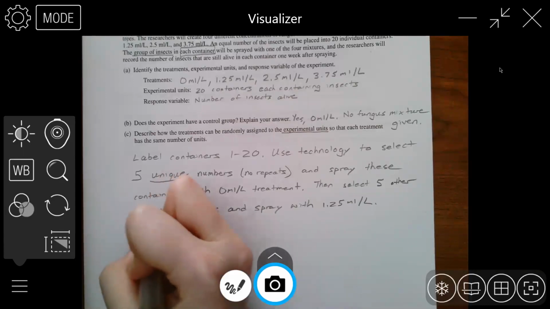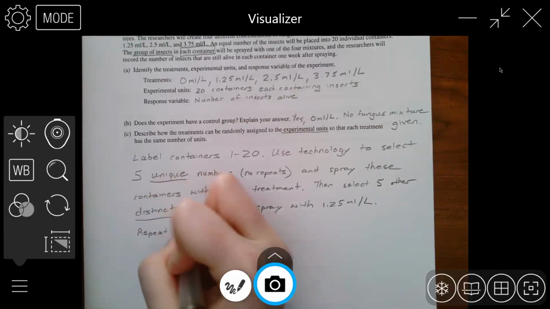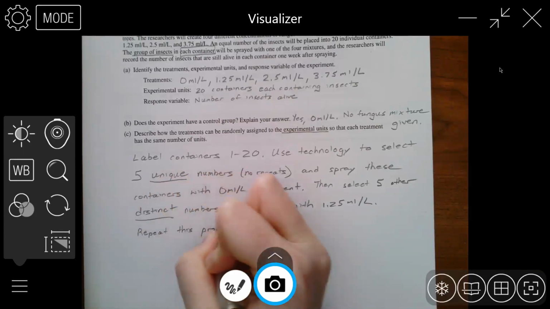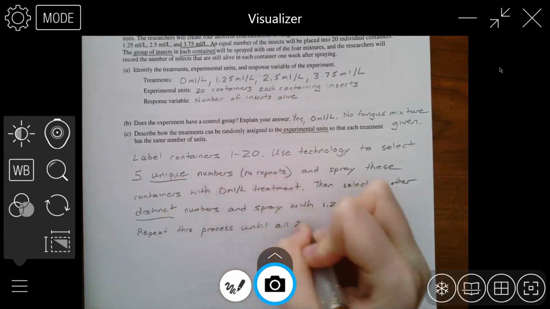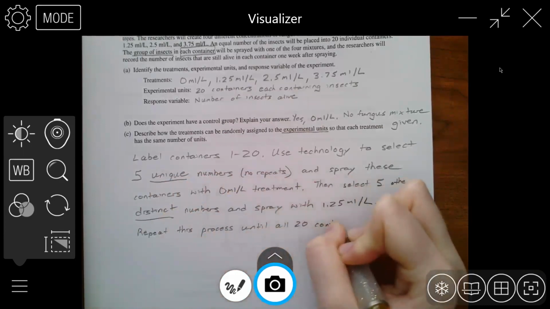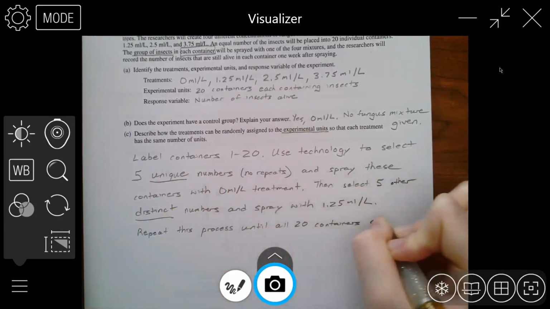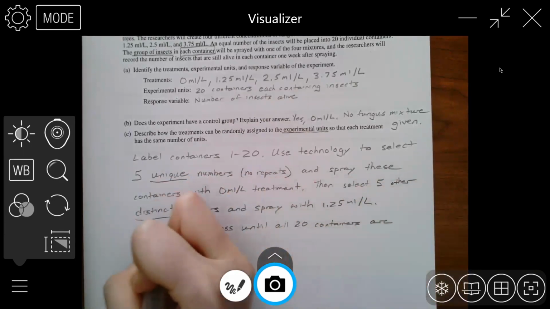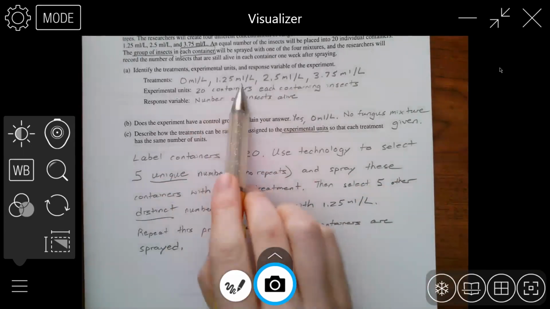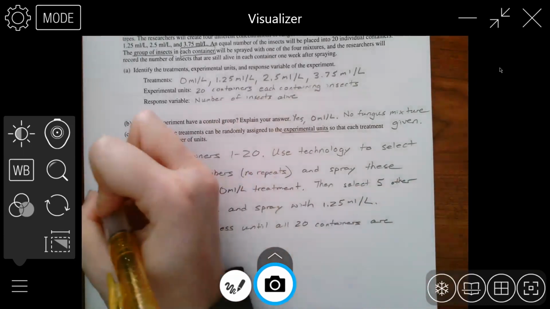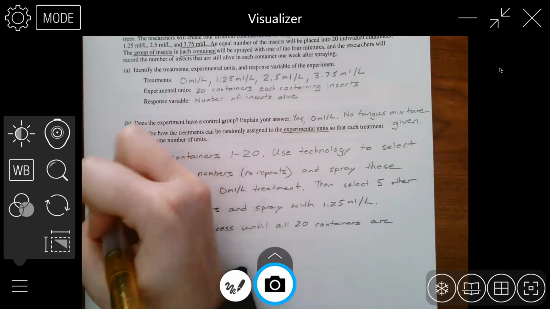So repeat this process until all 20 containers are sprayed. Now, how did I get the number 5? Well, there's 4 treatments, right? 1, 2, 3, 4. So I did 20 divided by 4.